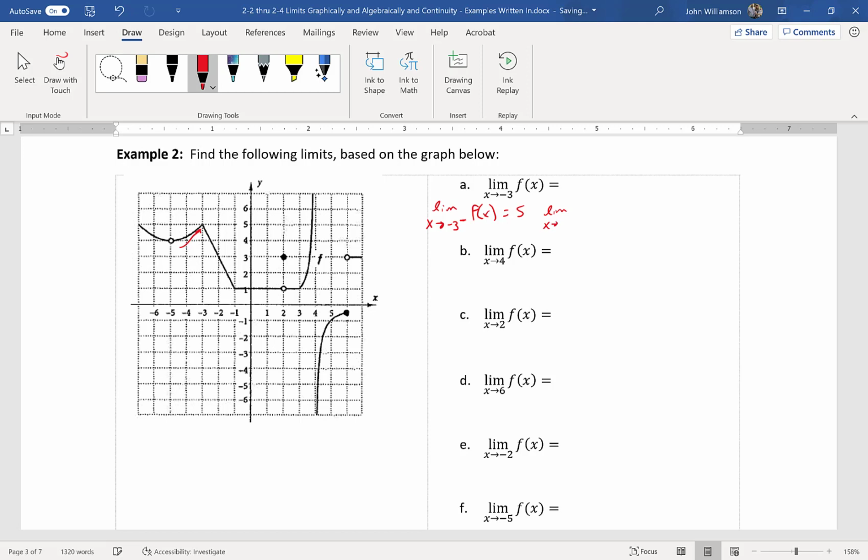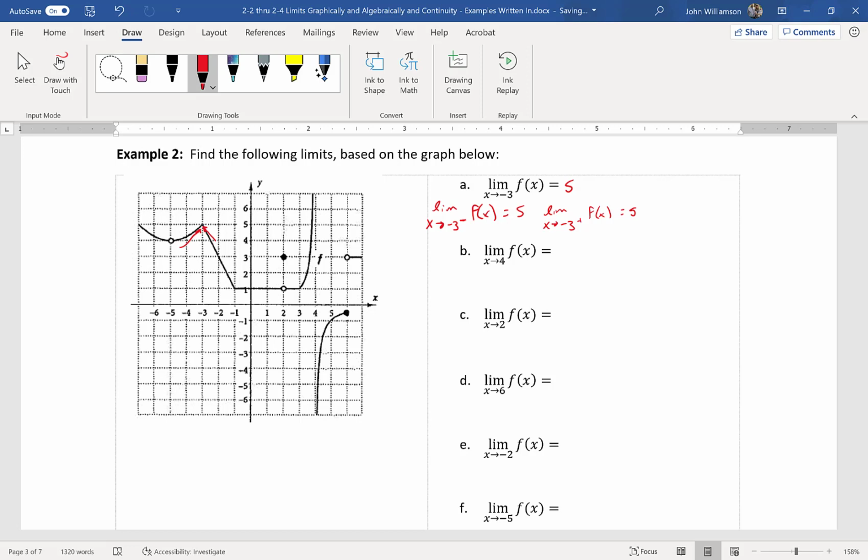The limit as we come in from the right of f of x. So coming in here, we're also approaching 5. And so because both of these values agree, 5 is equal to 5, then we know the limit as x is approaching negative 3 of f of x is 5.